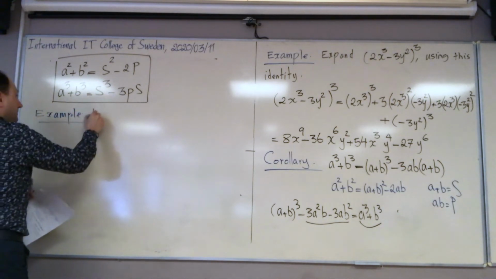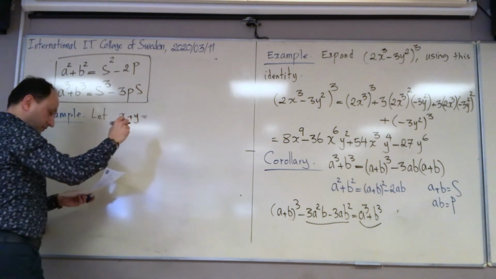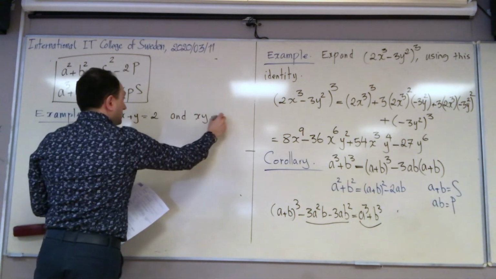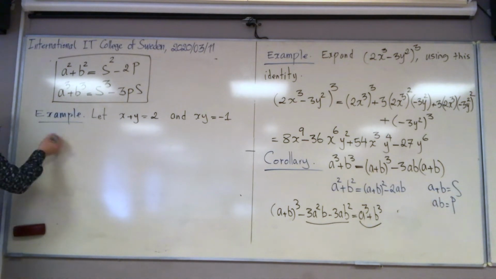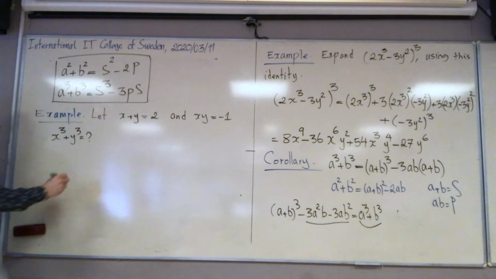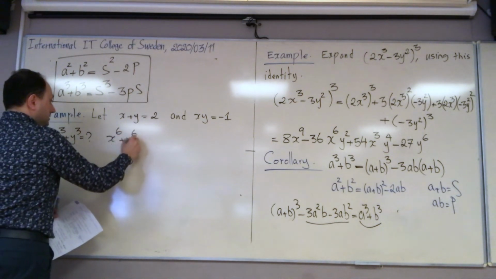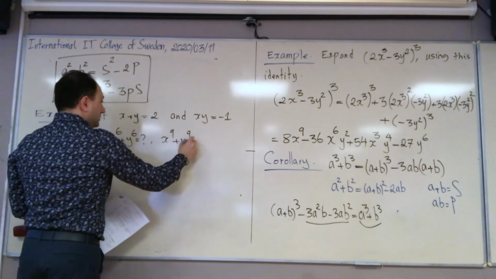So let x plus y be equal to 2 and xy be minus 1. Okay, so answer these questions. What is x cubed plus y cubed? And then what is x to the 6 plus y to the 6? And what is x to the 9 plus y to the 9?